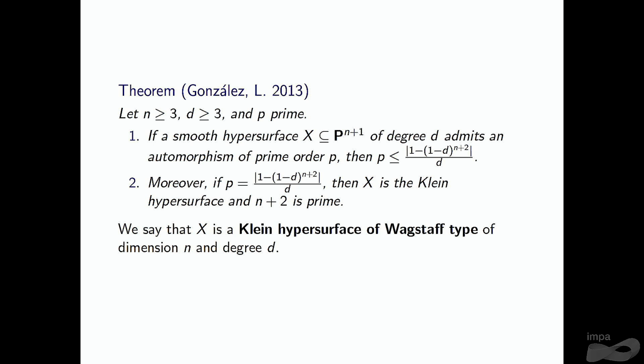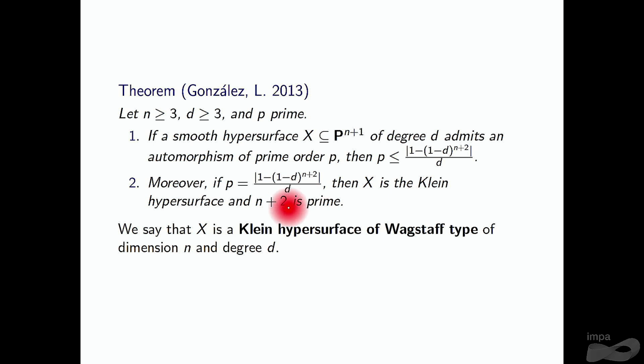So from the previous criterion, you can derive a bound for the order of an automorphism of prime order, which is this number. It's 1 minus d to the power n plus 2, which is what was written there, and this is divisible by d. So you divide by d, and then the prime number has to divide the other part. And of course, the other part could be prime. If the other part is prime, this is the biggest prime number that can be the order of an automorphism of a smooth hypersurface of dimension n and degree d. In that case, the hypersurface has to be the Klein hypersurface, and n plus 2 has to be prime. It's not if and only if, it's just in one direction. If it were if and only if, it would be a generator of prime numbers, which is impossible.